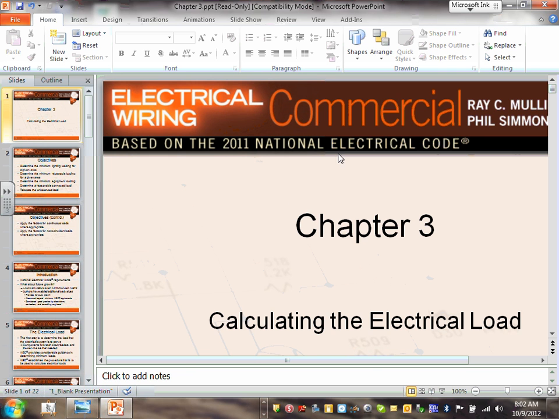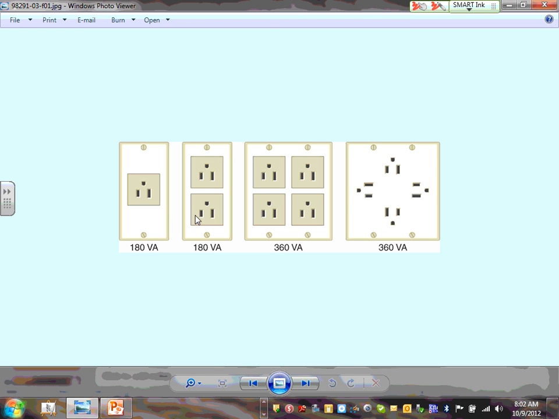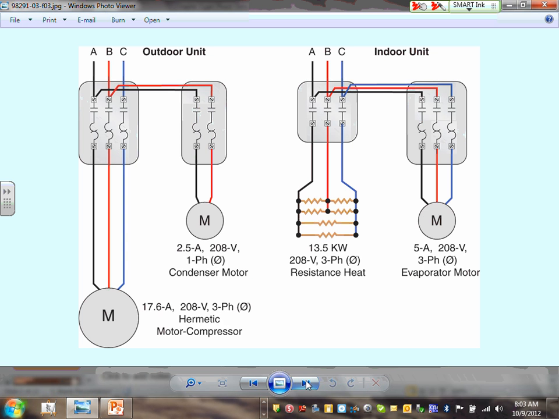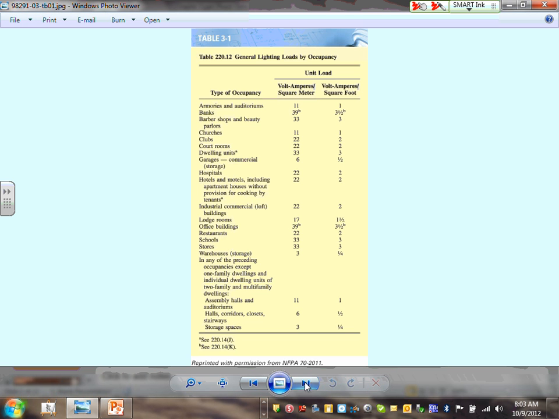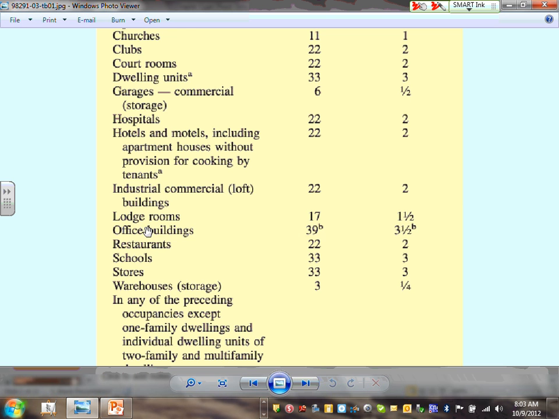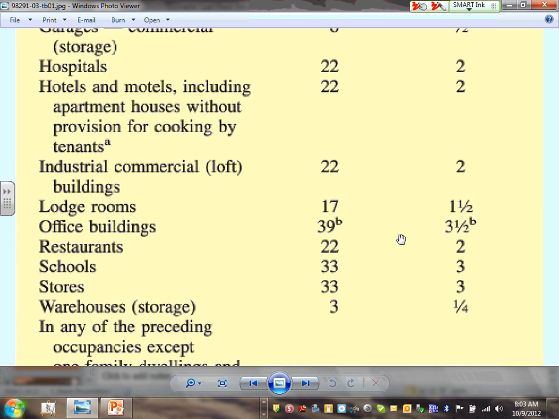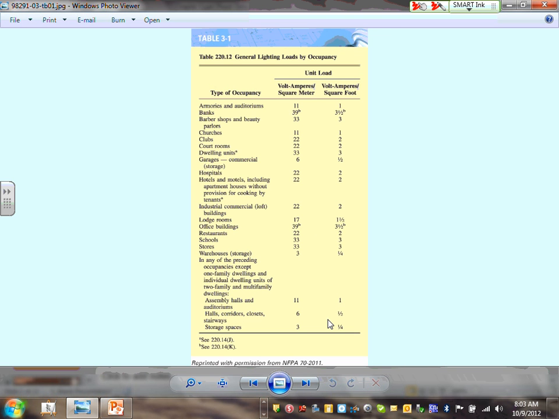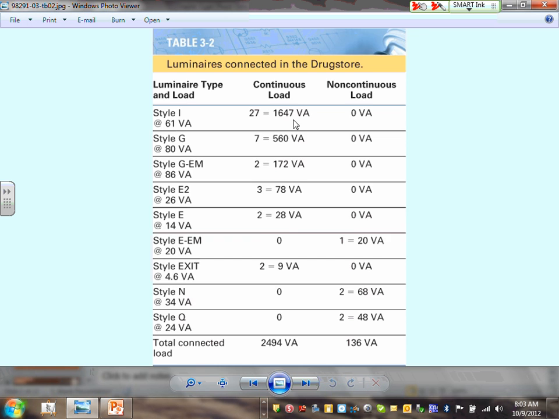So I want to show you before this one. We talked about this. Here's the commercial building. We talked about the office building, 3.5 volt amp. You guys are familiar with this table. We went through it many times, so I'm going to skip that one. Okay, here's my favorite. This is the linear connected load, this is what you're going to do with me later on. This is in the drugstore in the office.